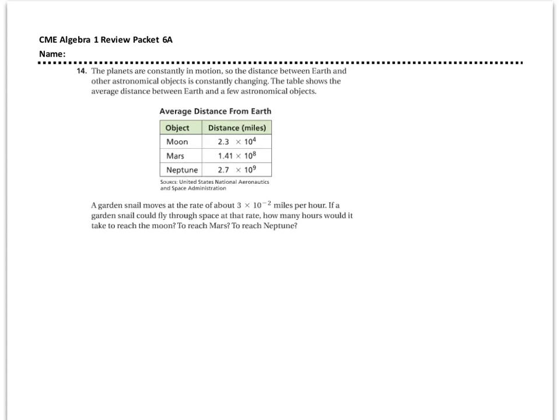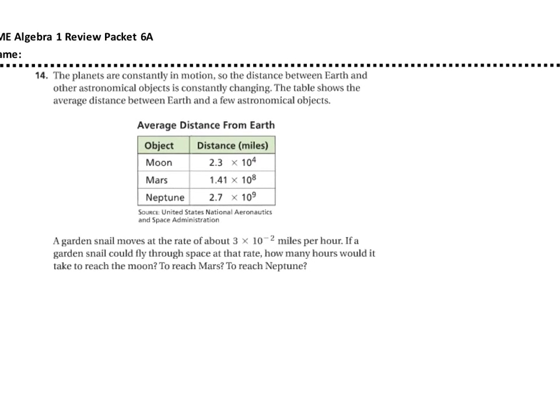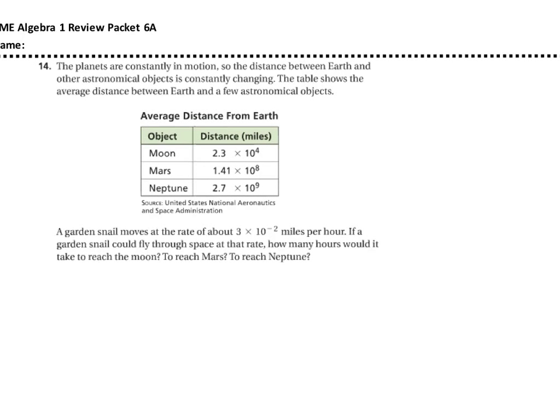Number 14. The planets are consistently in motion, so that the distance between Earth and another astronomical object is constantly changing. The table shows the average distance between Earth and a few astronomical objects. Okay. A garden snail moves at a rate of about 3 times 10 to the negative second power miles per hour. If a garden snail could fly through space at that rate, how many hours would it take to reach the moon, to reach Mars, to reach Neptune? Okay.